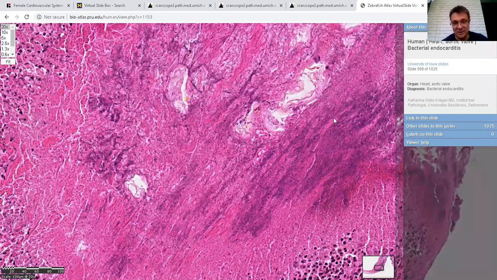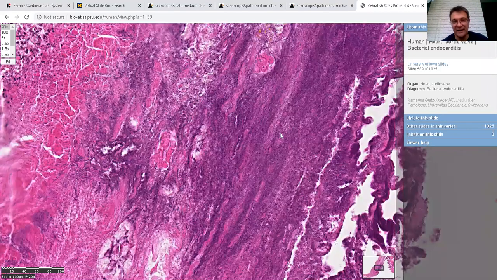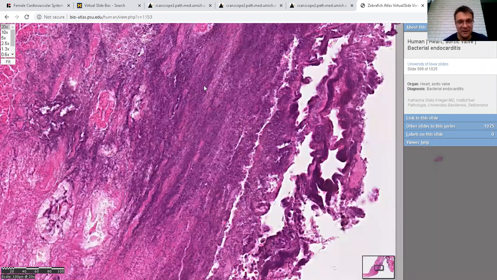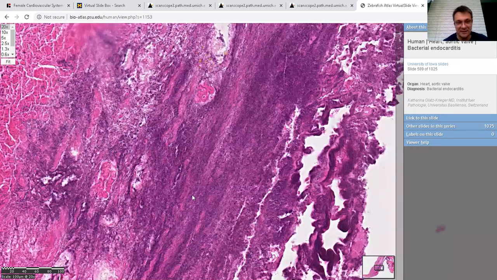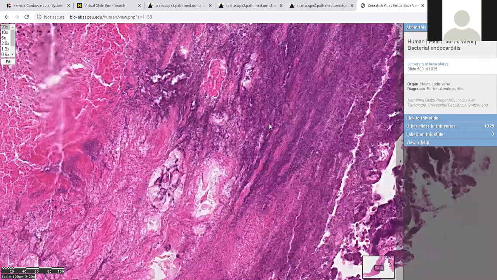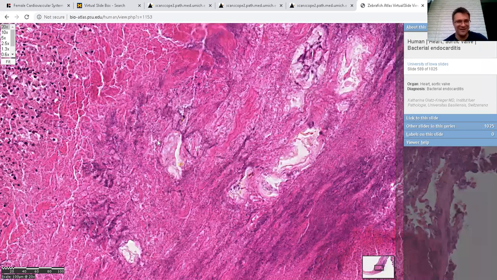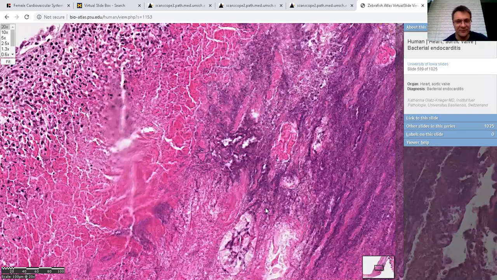And what's going on here? You see here the colonies of bacteria. That's violet color. That's the staining by hematoxylin, and those are the large clusters, large constellations of the bacteria which have invaded the tissue of, I guess, the aortal valve.